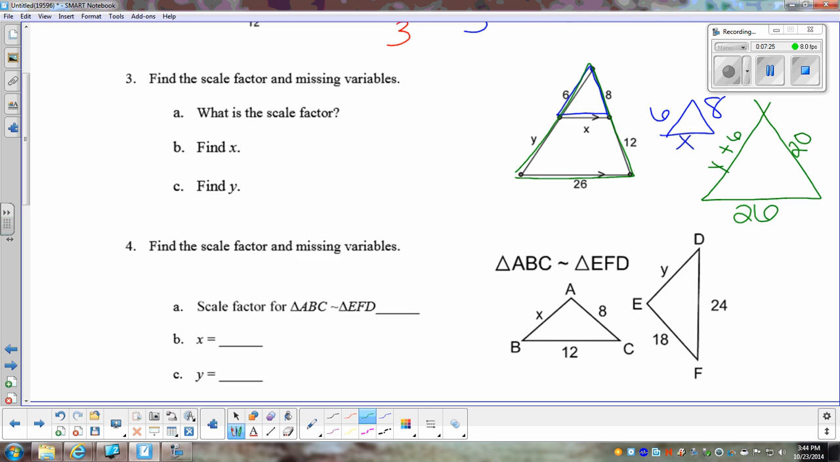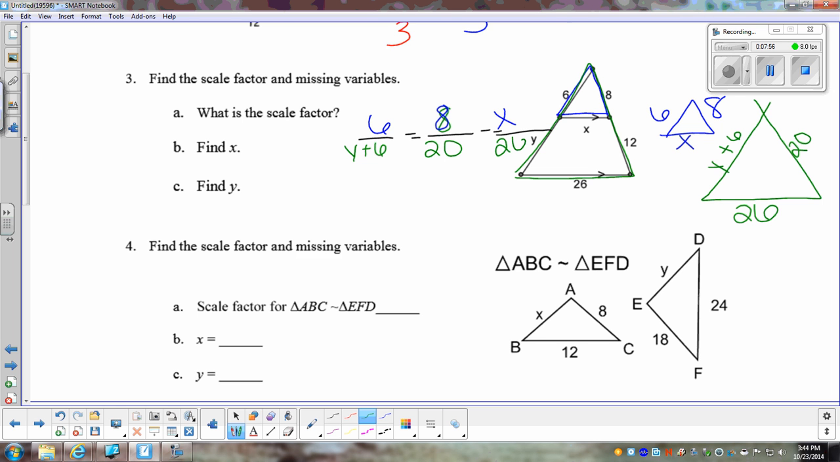So I'm going to set up all my ratios. The 6 on my little triangle goes with the y plus 6. The 8 on my little triangle goes with the 20. And then the x goes with 26.